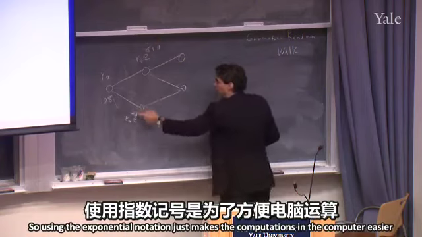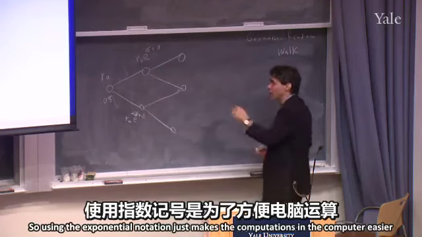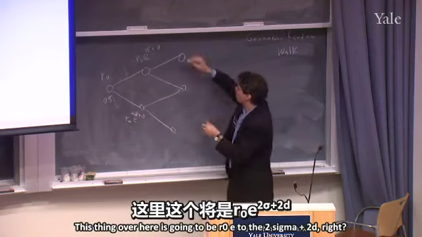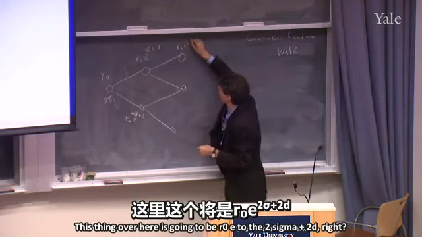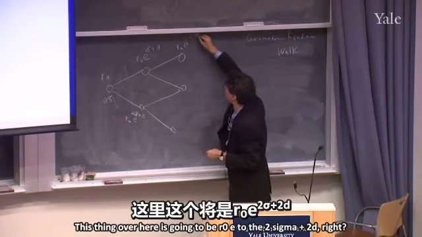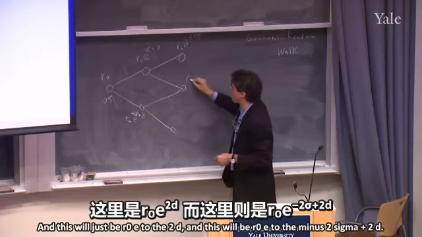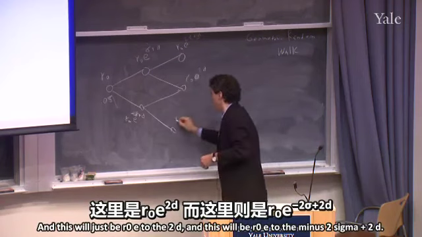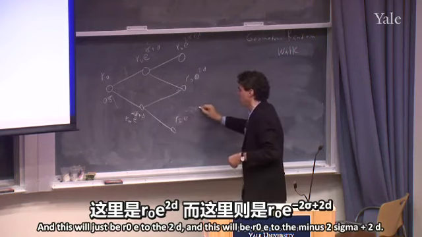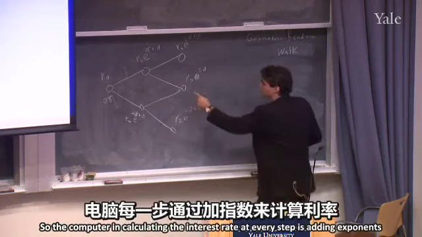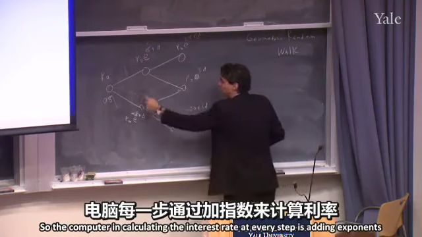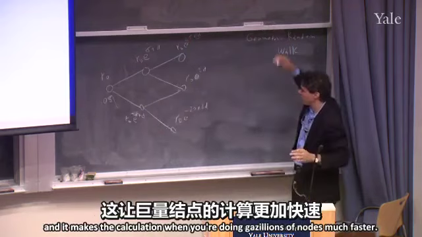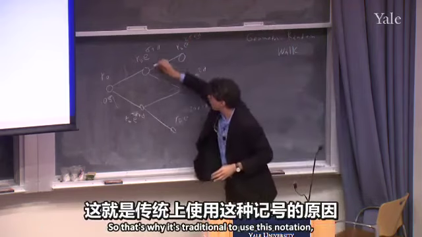So using the exponential notation just makes the computations in the computer easier, because the computer is adding numbers. This thing over here is going to be R0 e to the 2 sigma plus 2d, and this will just be R0 e to the 2d, and this will be R0 e to the minus 2 sigma plus 2d. So the computer, in calculating the interest rate at every step, is adding exponents, and it makes the calculation when you're doing gazillions of nodes much faster. So that's why we use this.